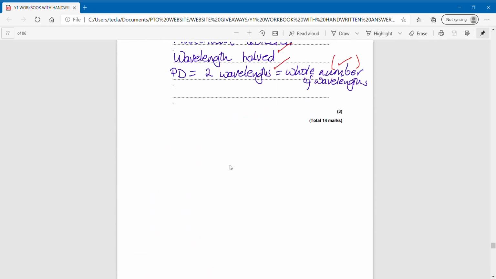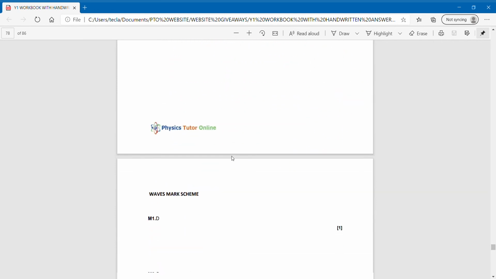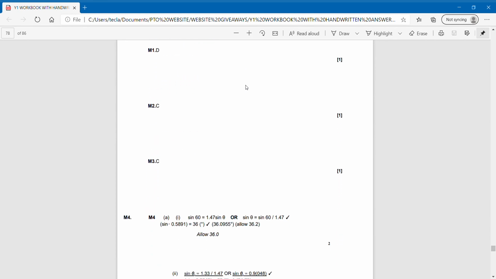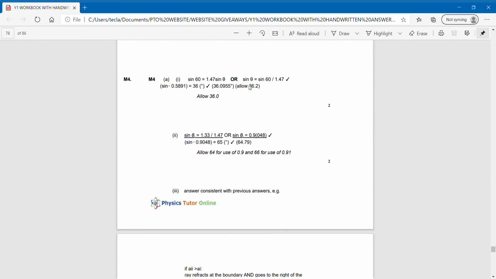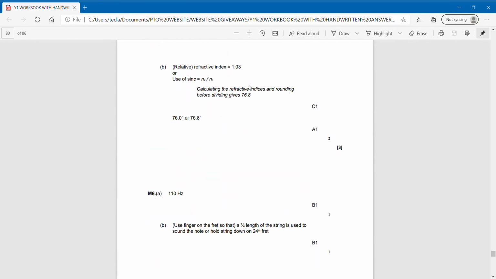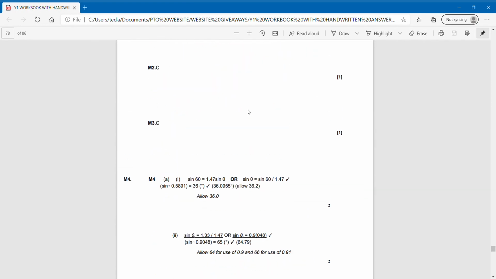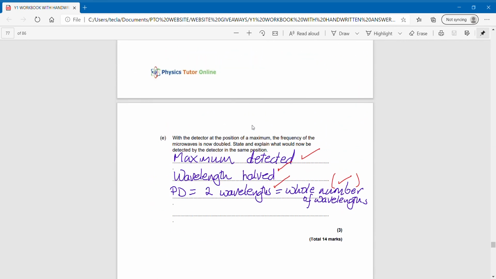So well done if you've followed all of that. So we've now got to the end of the waves questions. If you've got the workbook, then you can have a look at the mark scheme, which gives you essentially what I've explained to you, just as the examiner would give it. It may be helpful for a quick reference to have a look at the mark scheme, or you can just rewind the video and go back to any question that you need to spend a bit more time on.